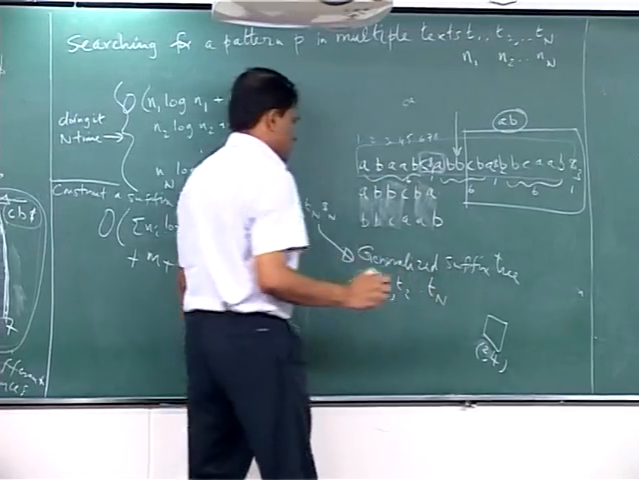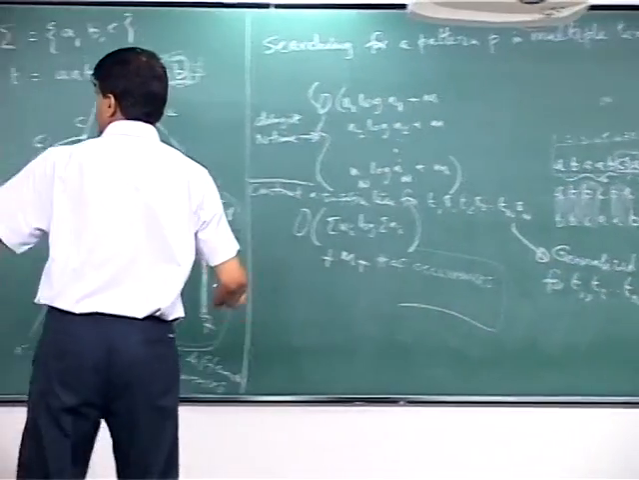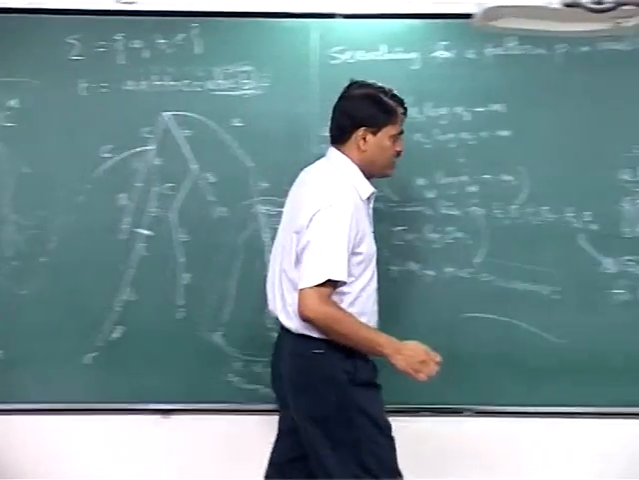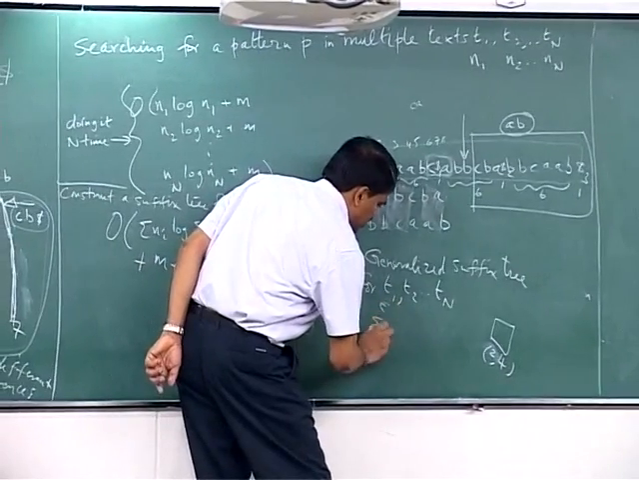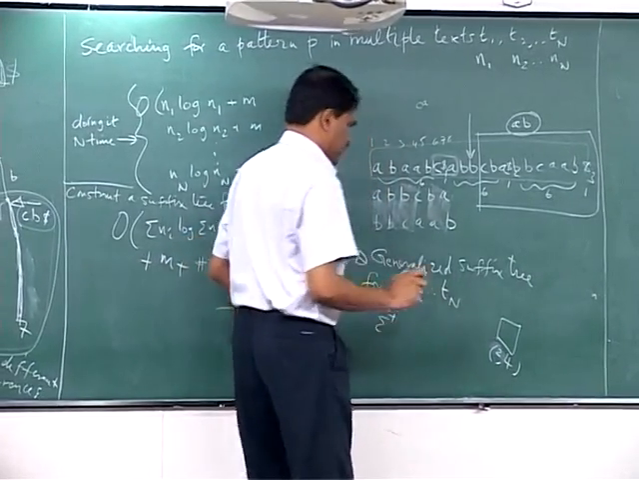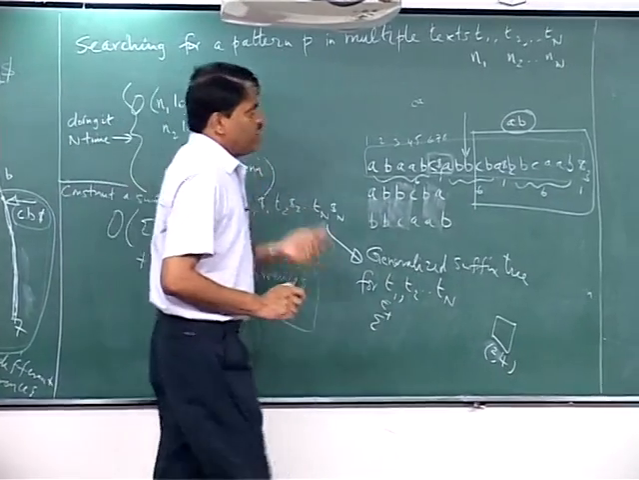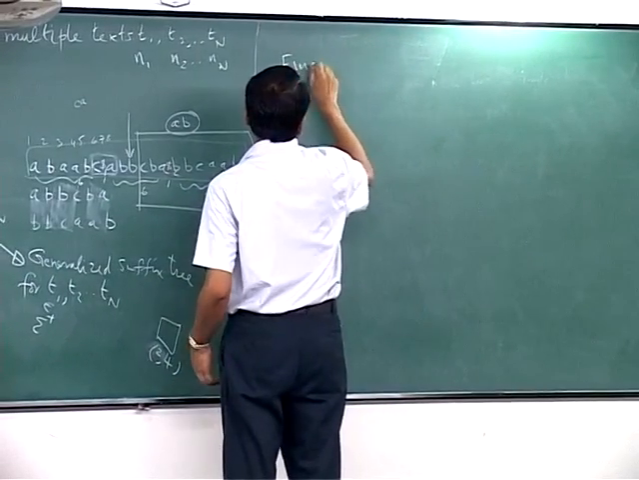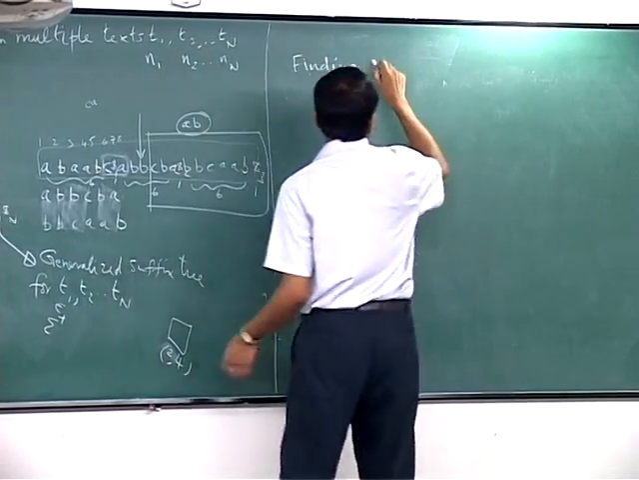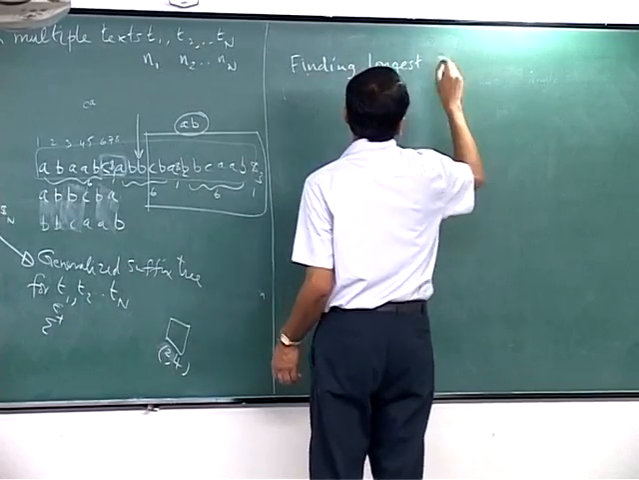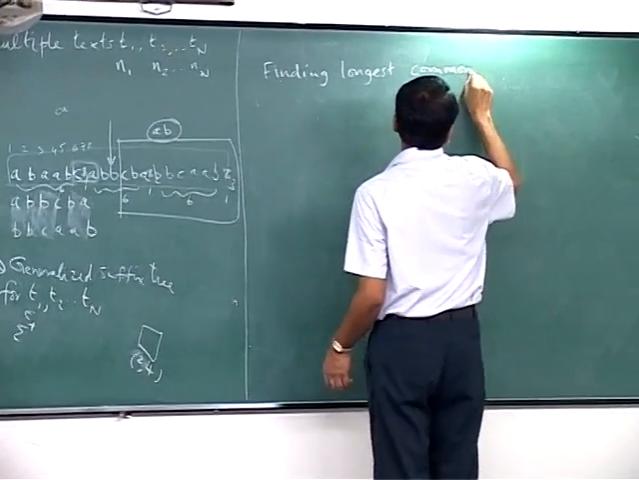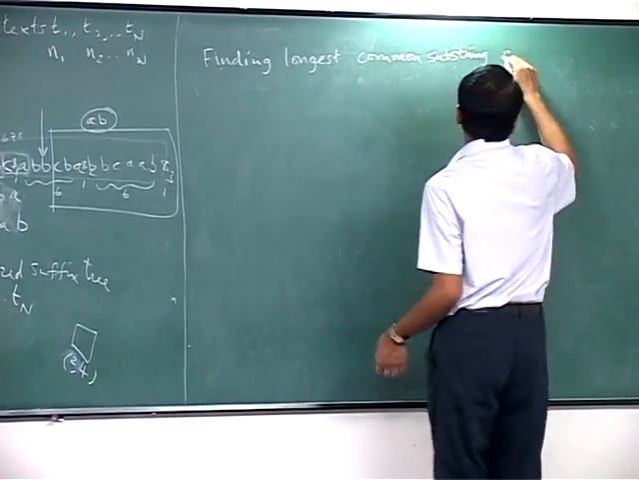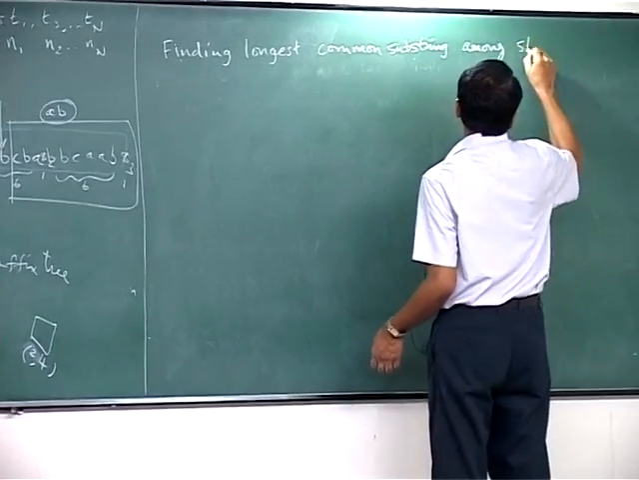Okay, again I'm abusing some symbols here. Earlier I said T1, T2, Tn is my string, where each one was a character, but here each one is a full string. Okay, so the other application is finding the longest common substring among strings.